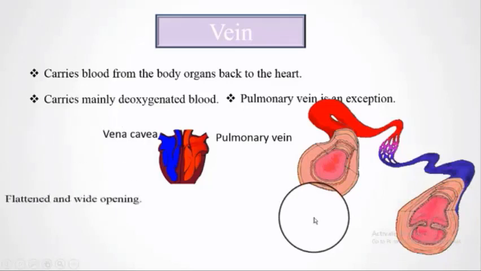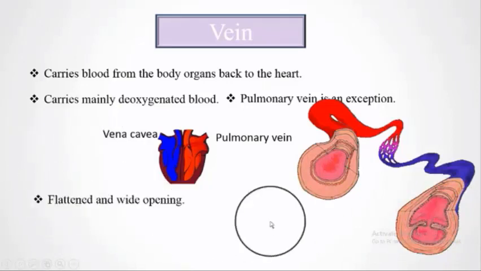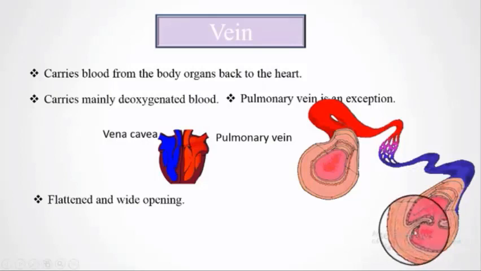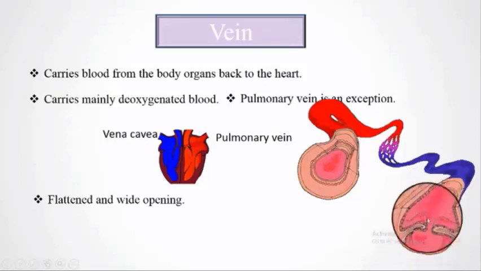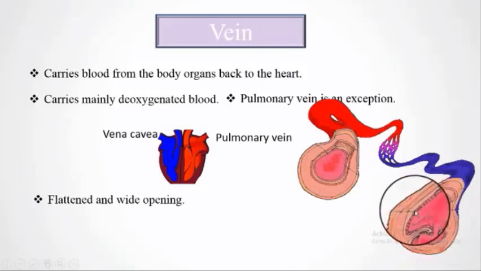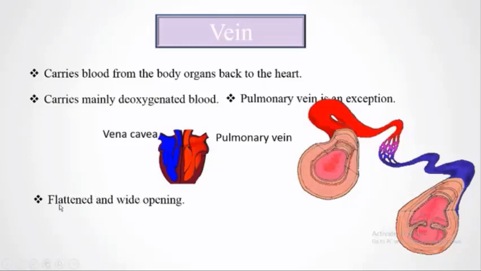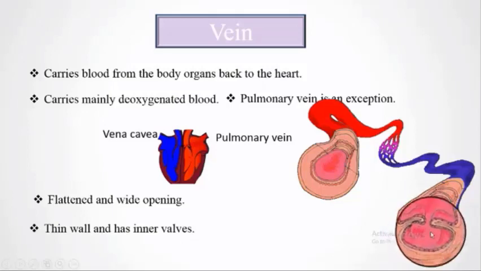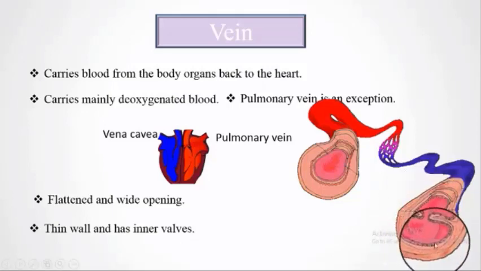And because of that, if I check the structure, I can say that the opening is wide in order to reduce the resistance of flow, because the blood has very low pressure in veins. So we have a flattened and wide opening. What about the wall? We can describe the wall as a thin wall which has these special structures called valves.